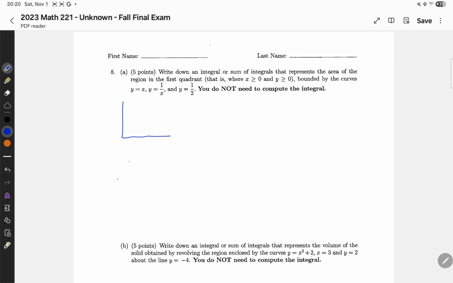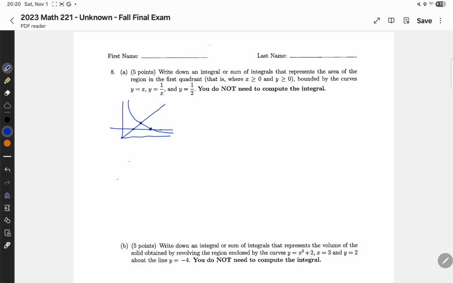So the first curve, y equals x, that's just going to be a nice line going straight up. y equals 1 over x is going to look something just like this. And y equals 1/2 is just going to go under, just like this. All right, so the points we're interested in are 1, 2, and 3 right here.